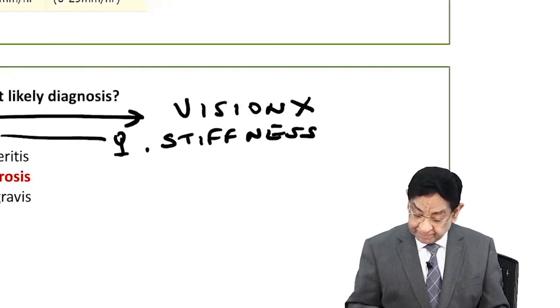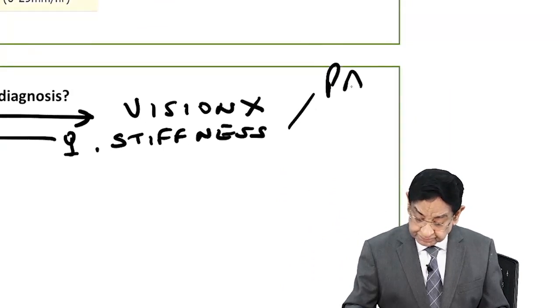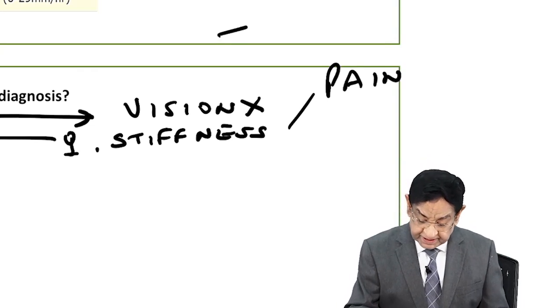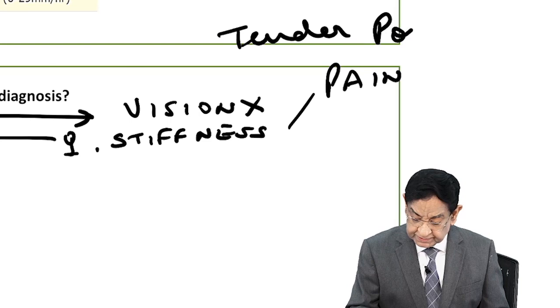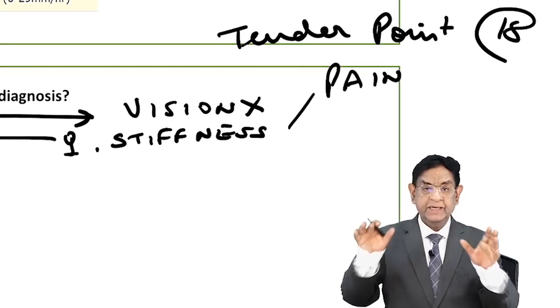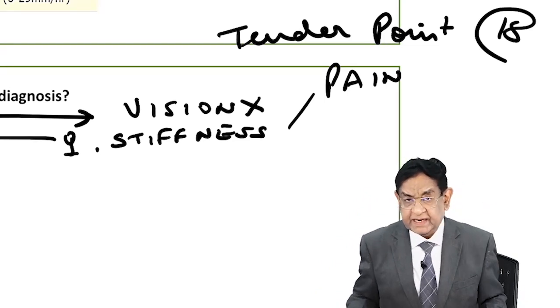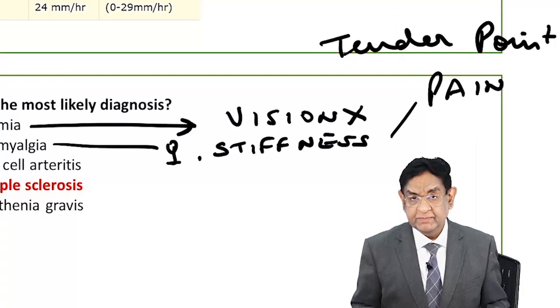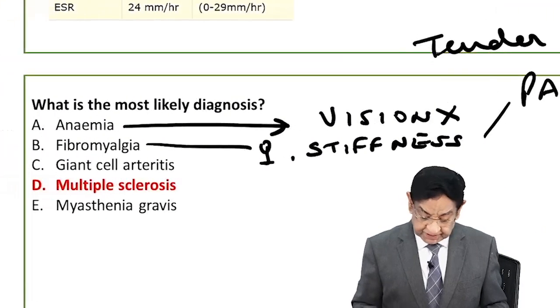They have a muscle pain. And classically, they have tender points. There are 18 tender points. You press on those points and the patient cries with pain. And that is not a feature. And moreover, in fibromyalgia, vision problem is not a feature.